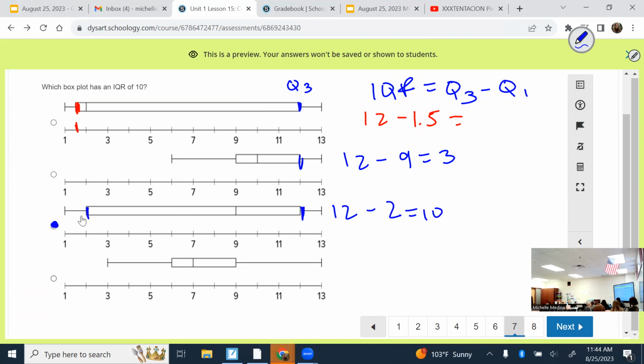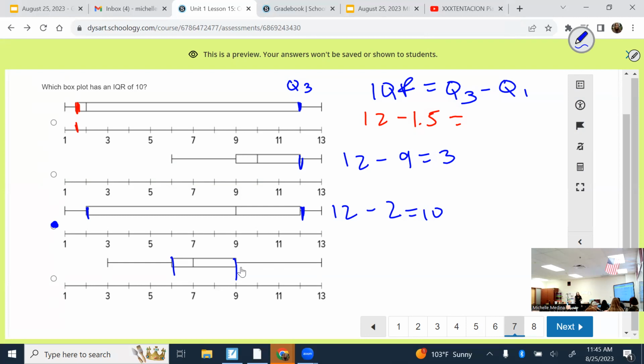This one, I don't even really have to do the math just because I know it's too small. It would be like 9 minus 6, which is also 3. So that's how you find the IQR from a box plot. You have to know which parts of the box plot make that, and then you have to memorize the formula. So a good review question.